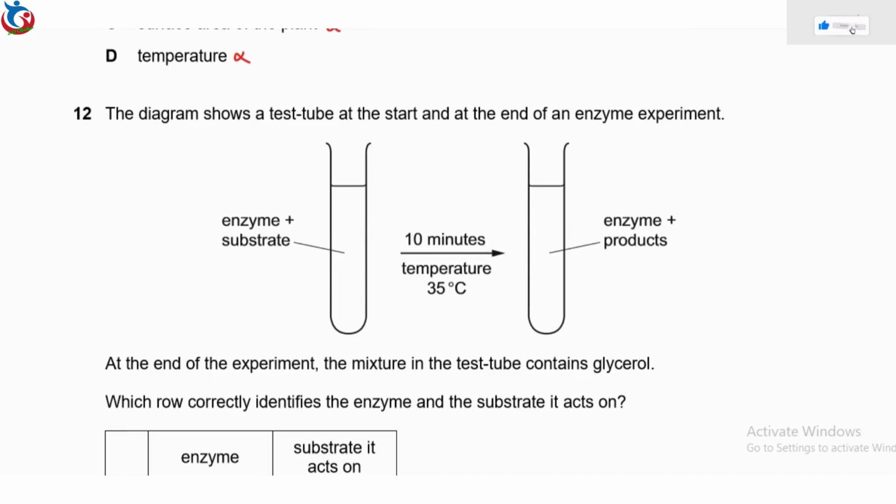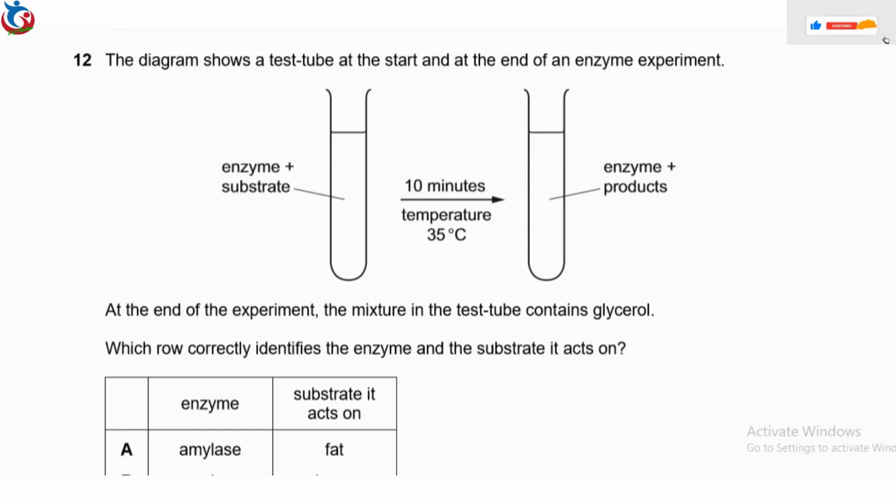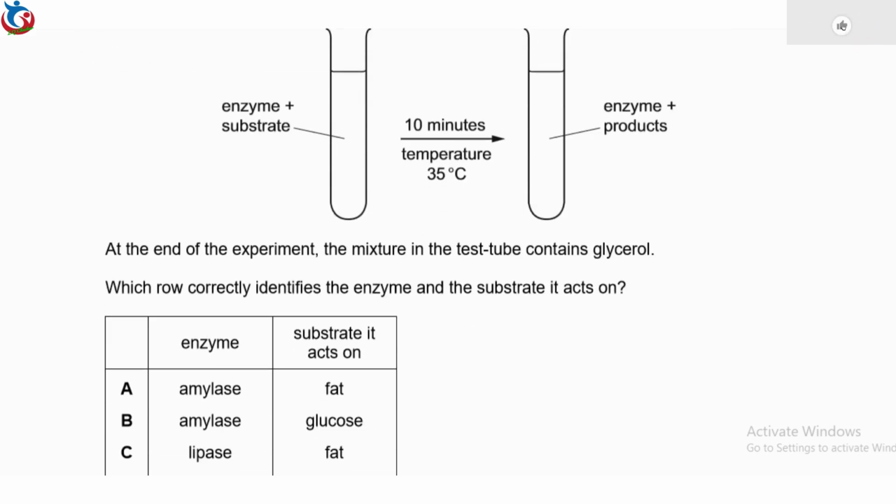Question 12 says, the diagram shows a test tube at the start and at the end of an enzyme experiment. At the end of the experiment, the mixture in the test tube contains glycerol. So glycerol is produced as a product here. Which row correctly identifies the enzyme and the substrate it acts on?